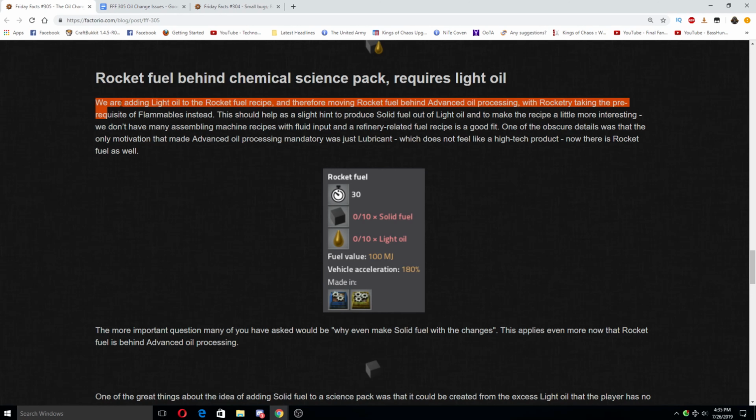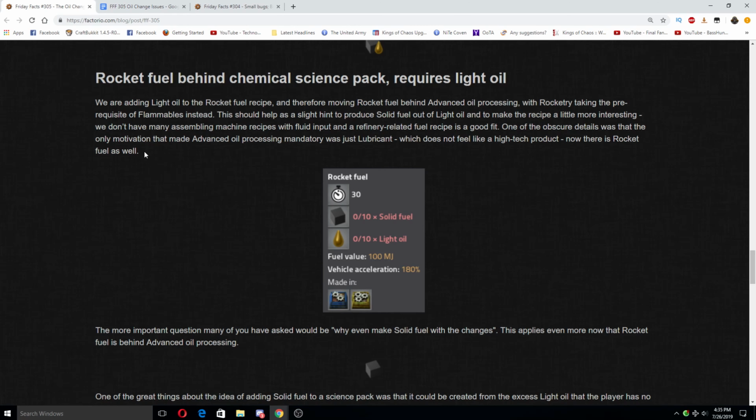You can just have a whole bunch of basic oil processing for your petroleum gas, and then you can have coal liquefaction because it gives you the least amount of petroleum to make all of your heavy and light oil. So now advanced oil processing is just not in megabases anymore.